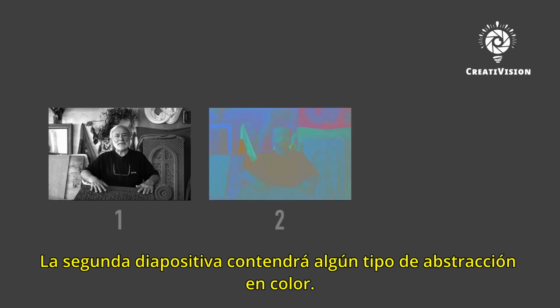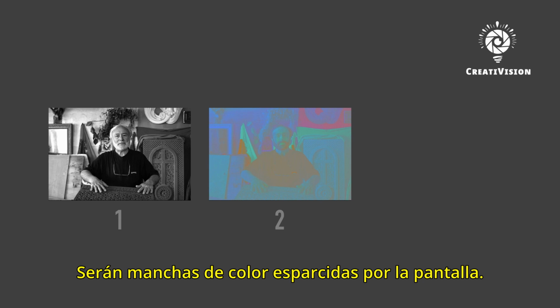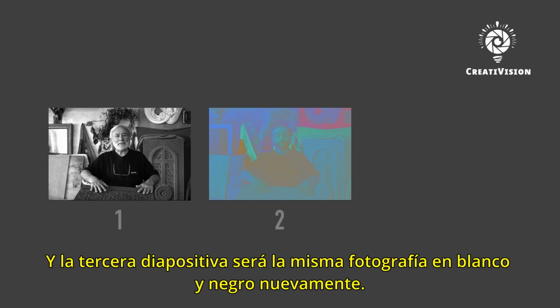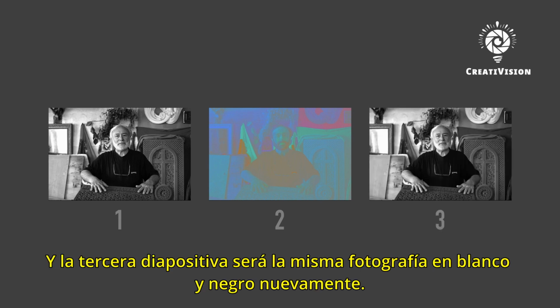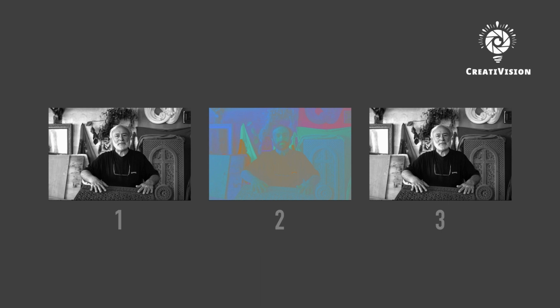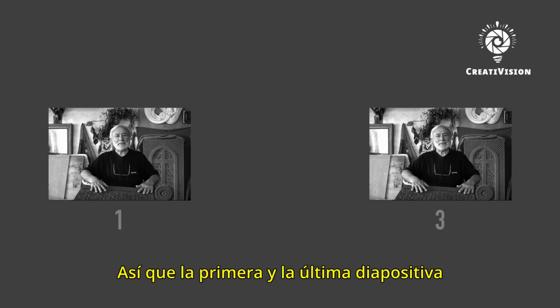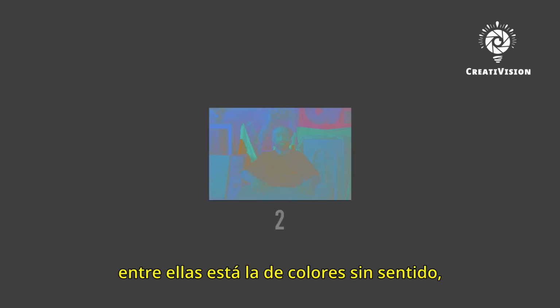The second slide will contain some kind of color abstraction. Those will be colored spots spread across the screen, and the third slide will be the same black and white photograph again. So the first and the last slide are the same black and white photograph. Between them are colorful nonsense, which we will be looking at for 10 seconds.